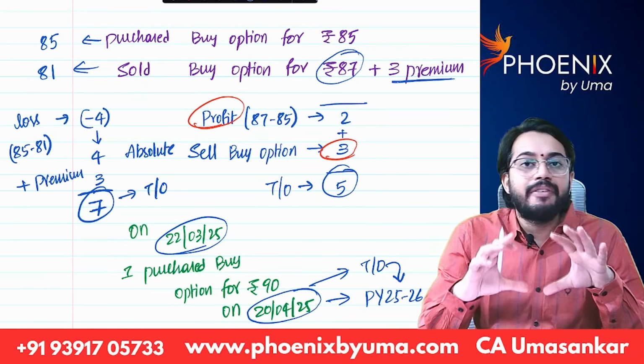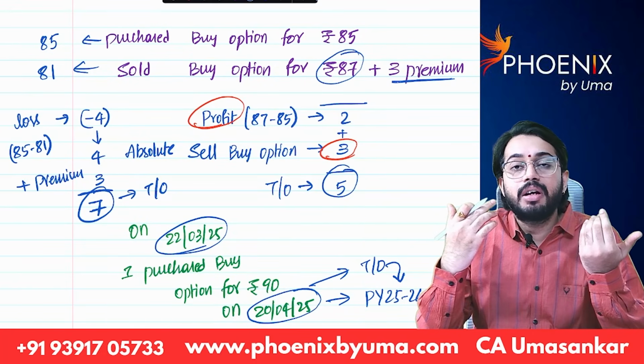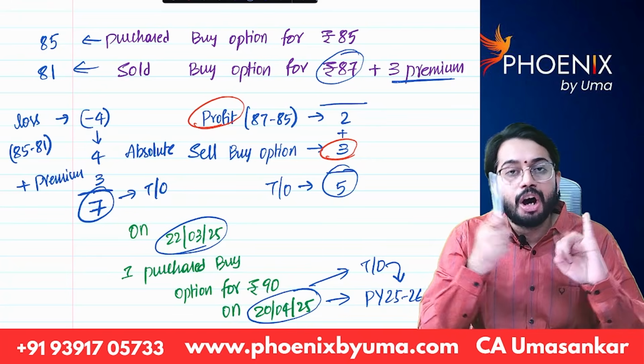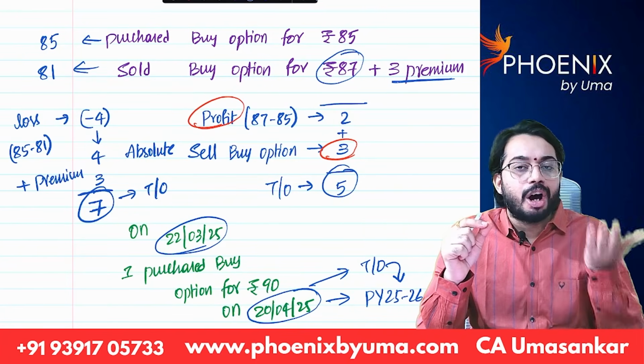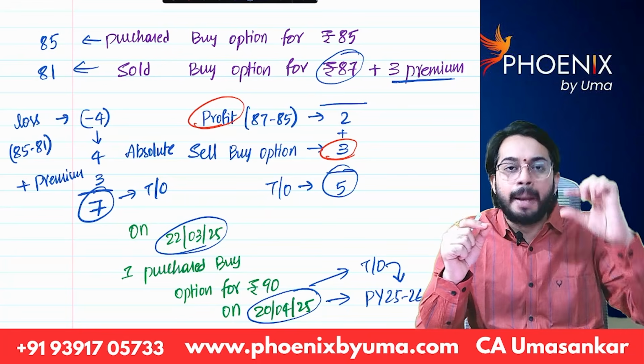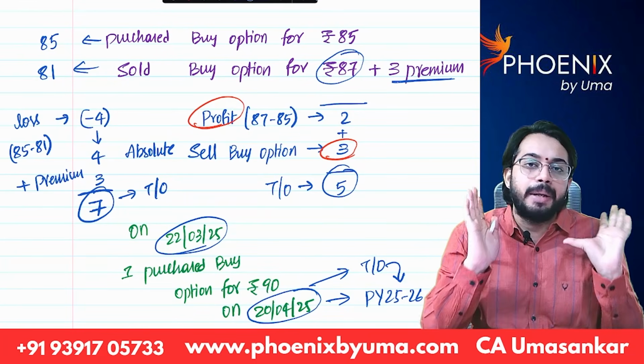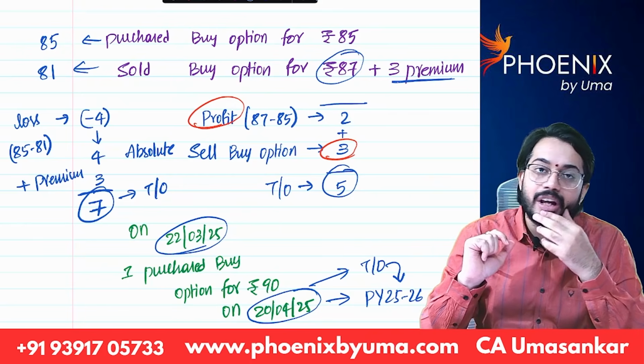So, whenever you are dealing with derivatives, either option or future, in that transaction, whether you get profit or you get loss, you will take only absolute figure. To that you will add premium, that will be treated as turnover. Are you able to understand?